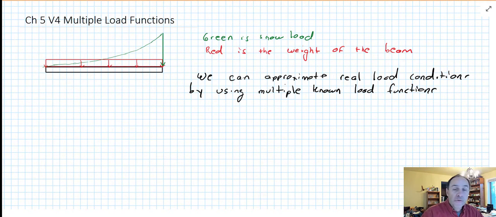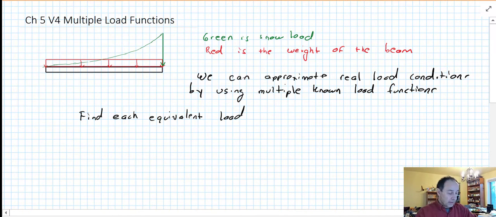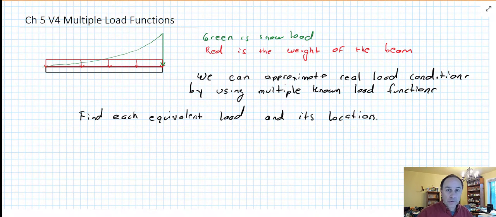So you find each equivalent load and its location. Okay, so essentially for this one you would have two resultant loads, or two point loads, acting at two different places, one right in the center and one three-quarters of the way over from the left.